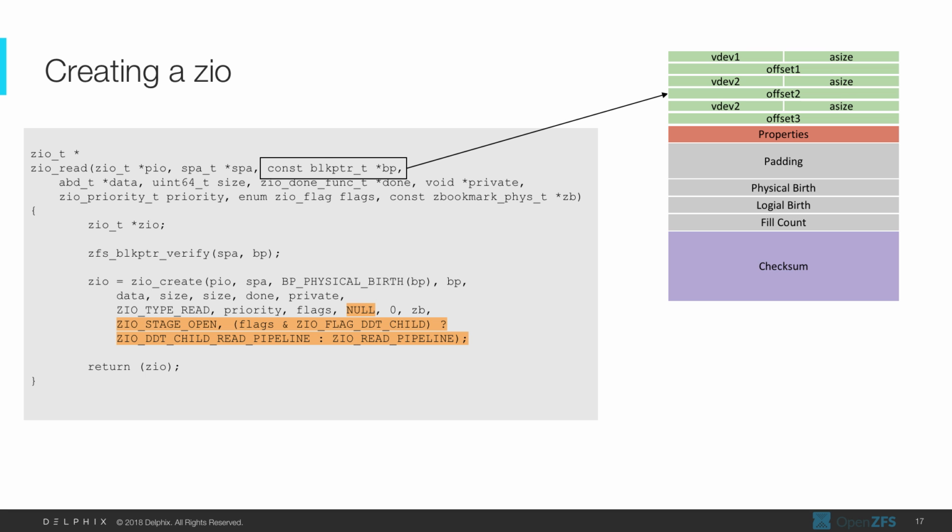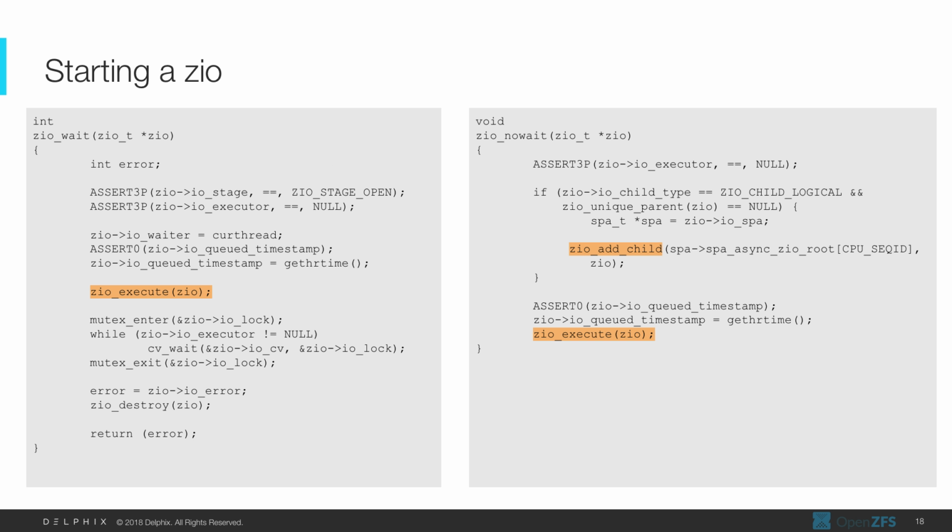So how do we start that I/O? You'll see in the code that in many places where we may have called a ZIO read, sometime later we'll call one of these 2 start points. Either ZIO wait, where we want to wait for that I/O to go through the entire pipeline, or ZIO nowait. Both of these functions will call the driver of the pipeline, which is ZIO execute, and we'll talk about what that looks like.